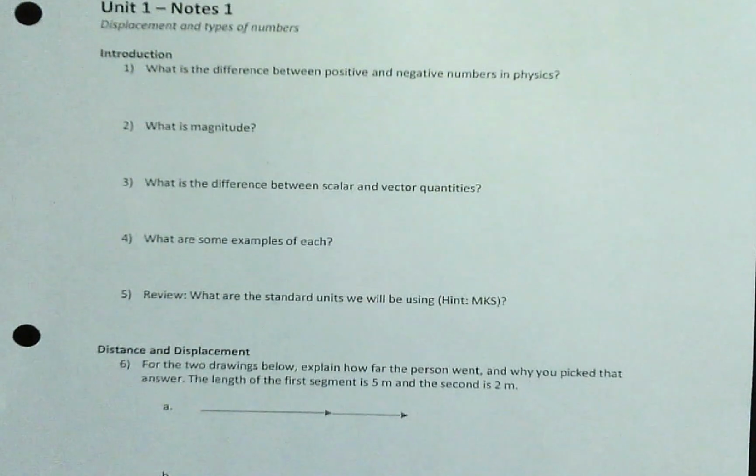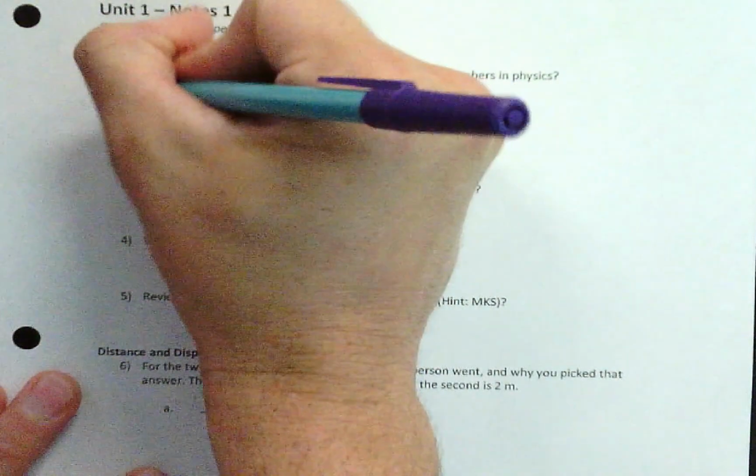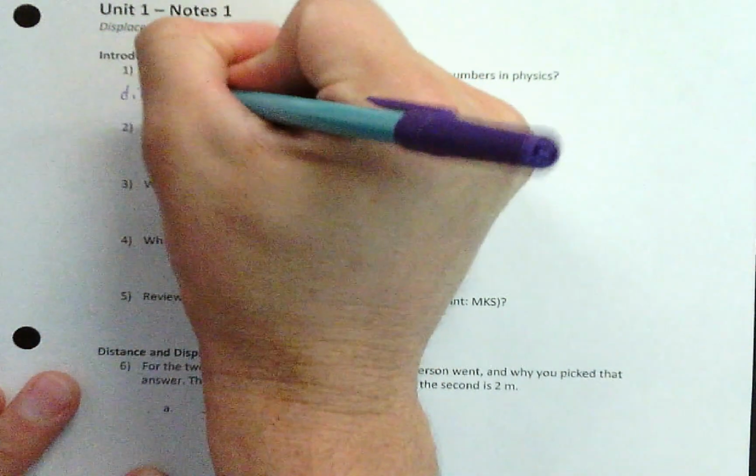Positive numbers are large and negative numbers are small, comparatively. So in that case, negative 10 would be smaller than positive 5, right? Because negative 10 is 10 below 0, positive 5 is 5 above 0, so you would have more above compared to less below. But that's not how it works in physics.